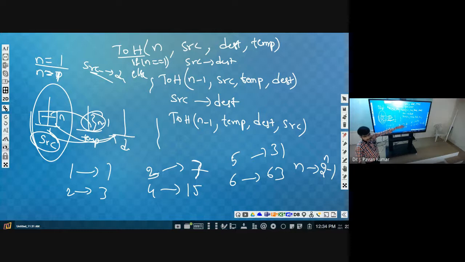So for 7 it will be 127. Keep mind active all the time. So for n, 2 power n minus 1.